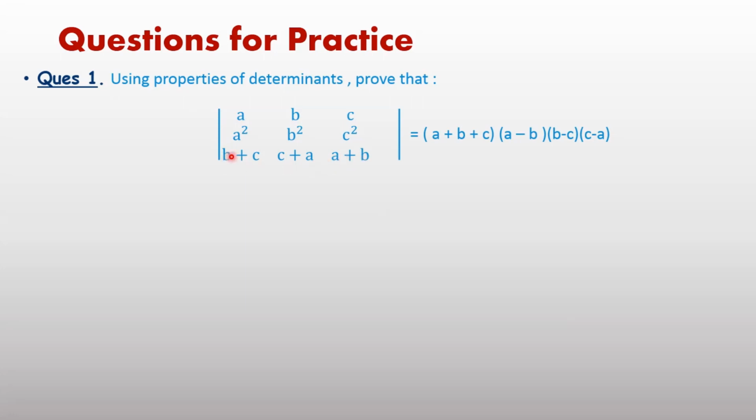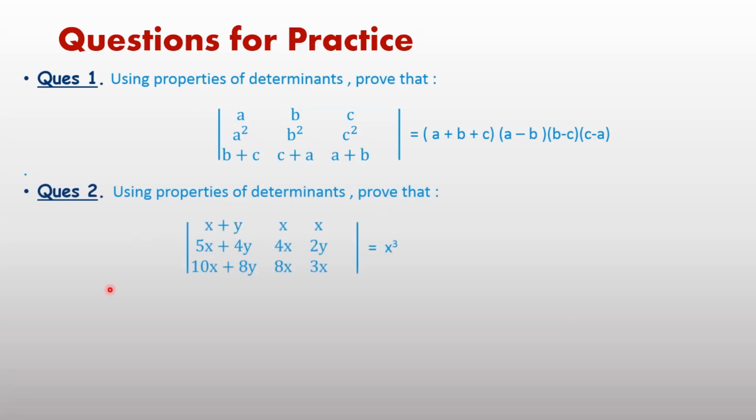If we replace R3 by R3 plus R1, R3 you will get A plus B plus C, A plus B plus C, A plus B plus C. All three elements are common. Then you take common A plus B plus C. And what remains here? 1, 1, 1. And after that try to solve it. Or also you can say if you are getting 1, 1, 1 in any row, then try to introduce 2 zeros or maximum number of 0, then expand it and you will get this result.